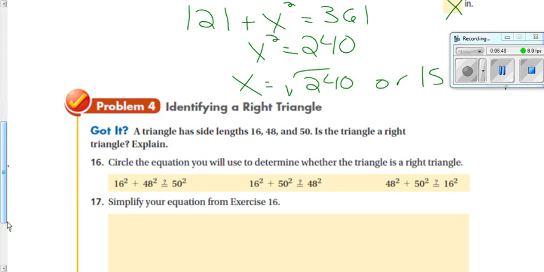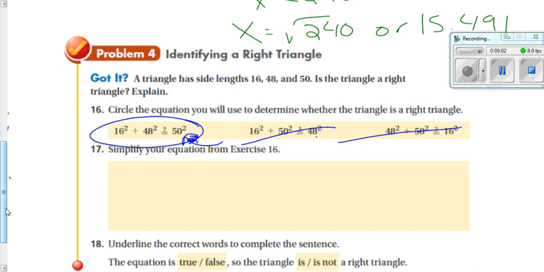Explain. So which one are we going to use to help us? We're going to use this one because the number by itself is the biggest number. That's your hypotenuse. This one is not. This one is not. Okay? So all we're going to do is solve the equation, see if the two sides are equal to each other. In order for this to be a right triangle, 16 squared plus 48 squared has to equal 50 squared.